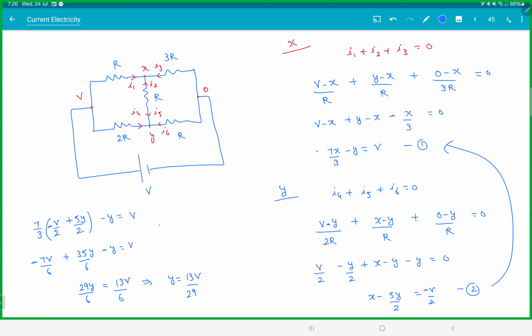You can try KVL. In KVL an extra equation will come. You'll go more mad. In the junction law, because you took 0 potential, you get 1 equation less. You can try Kirchhoff's law. You'll get 3 equations to solve.